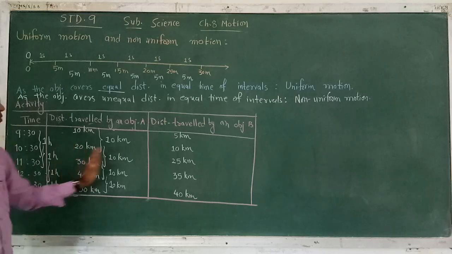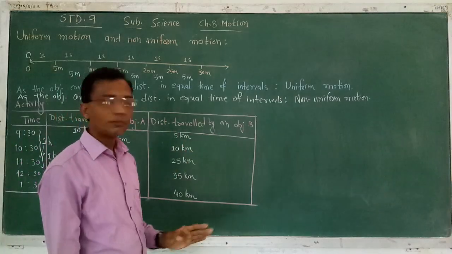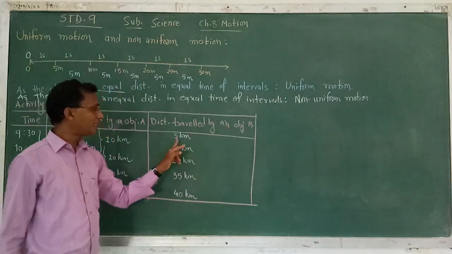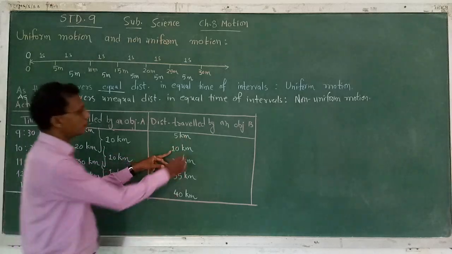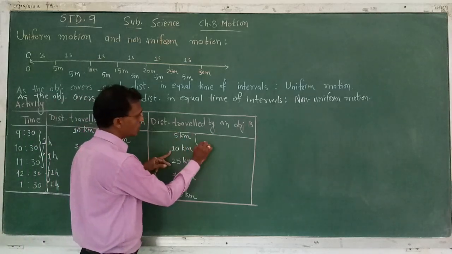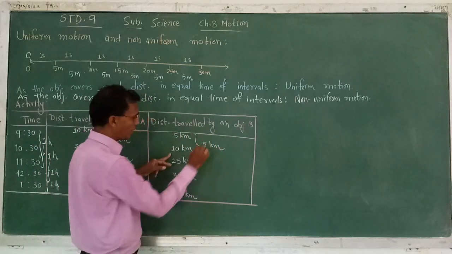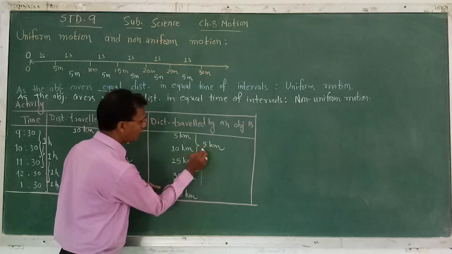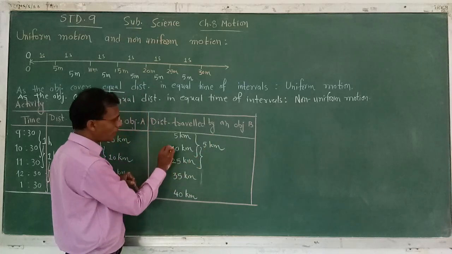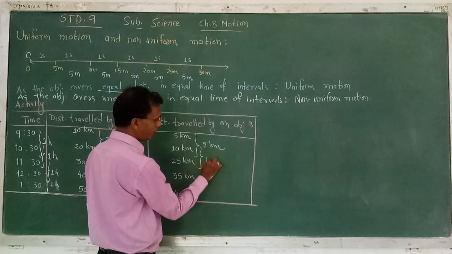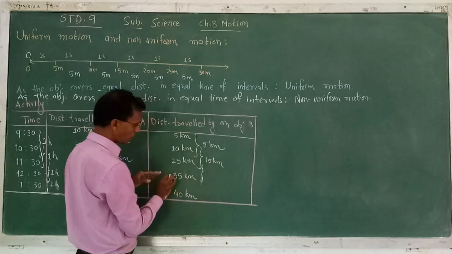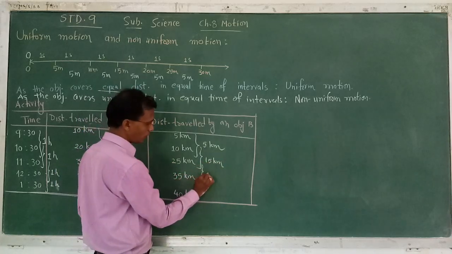Okay. We observe that the distance traveled by object B: first 5 km, then 10 km minus 5 km, that is 5 km. Similarly, 25 minus 10, 15 km. 35 minus 25, 10 km.